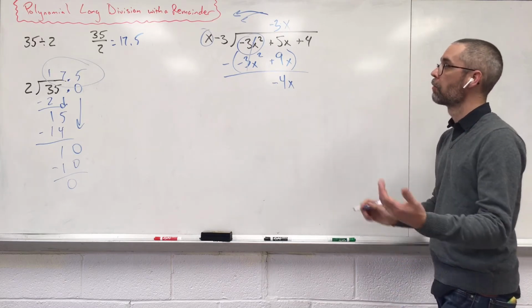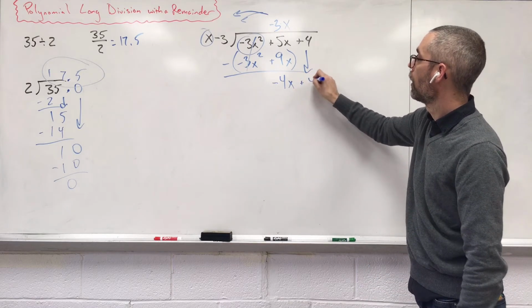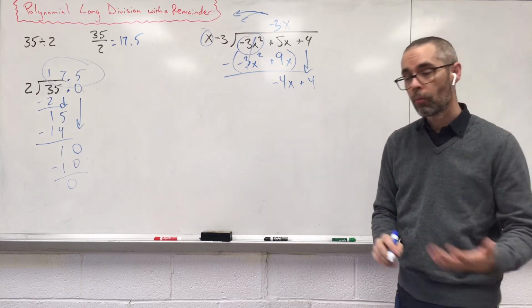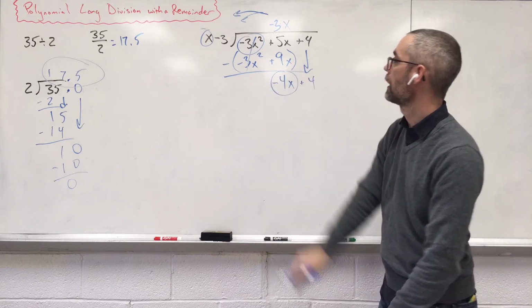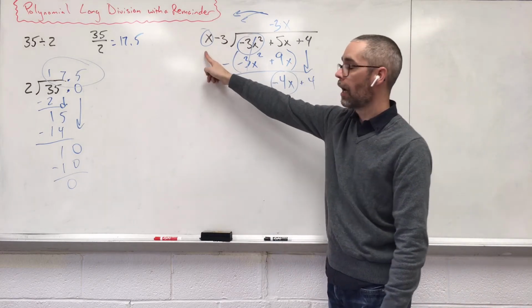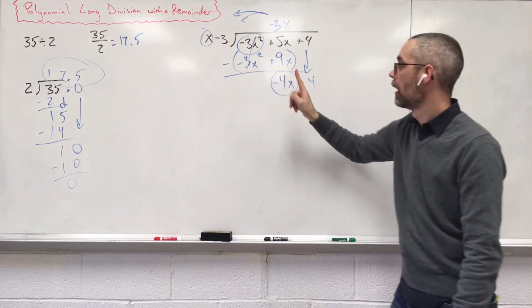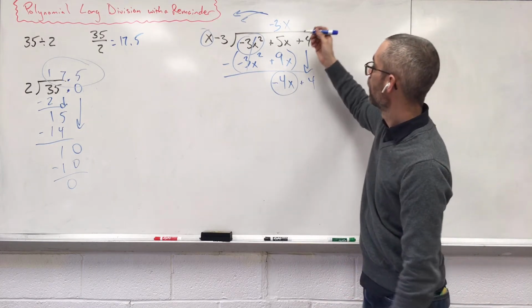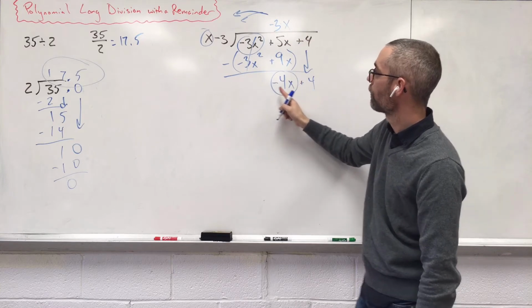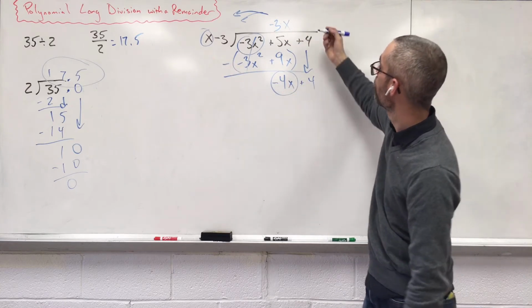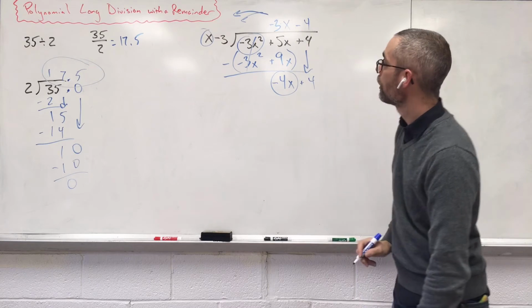Okay, now we need to bring down the 4. We have to do this whole process all over again. This time we're starting here. So x times what gives us negative 4x? We have an x, we would end with an x. That's fine. I have no number. I want to end with negative 4. I'm going to say negative 4.